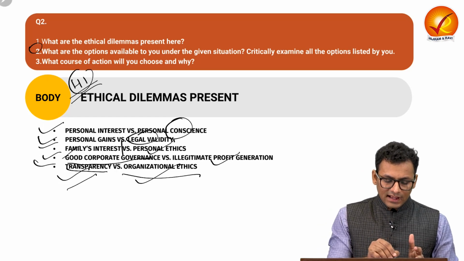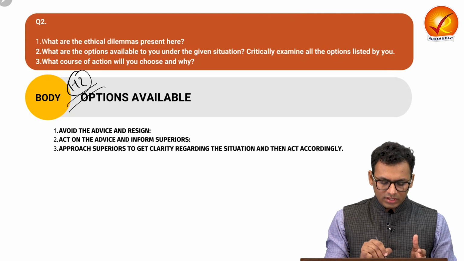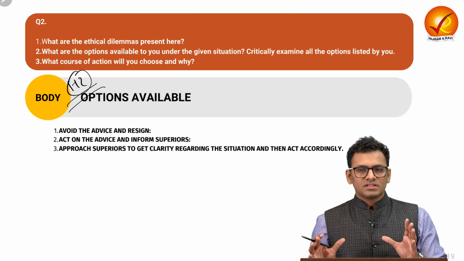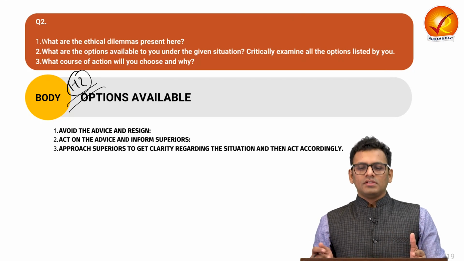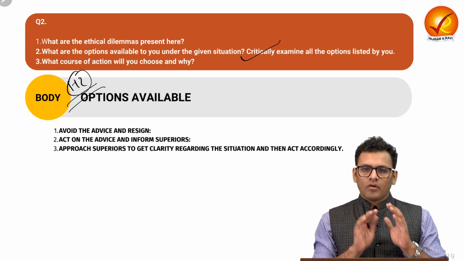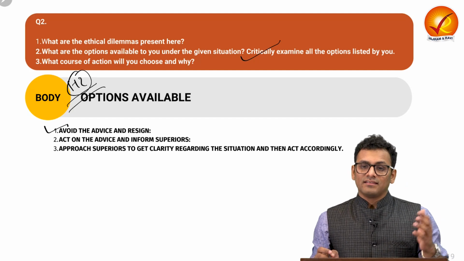Now let us see the second demand, which is going to be your heading 2 of the body. Now in this part, you are going to delineate all the options available to you, and you will also critically evaluate, as in you will list down the merits and demerits of all the options you have. So the very first option you have is avoid the advice and resign.